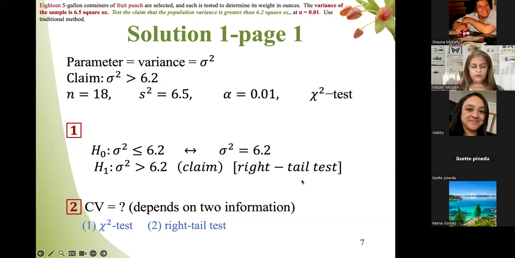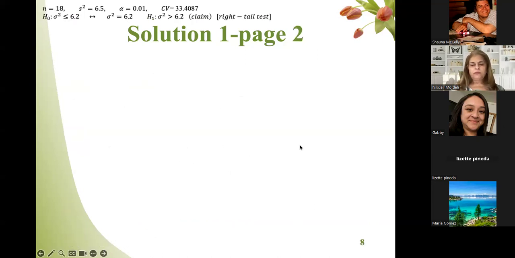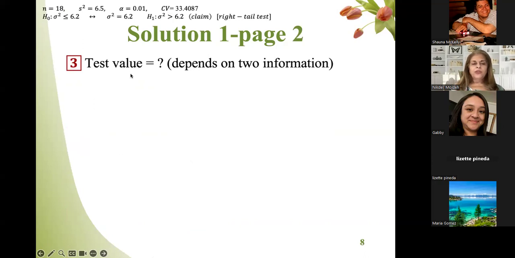Okay, here, 33.4087. Okay, and now third step to find our test value. Test value depends on my parameter in this section, in this example, sigma square, and my statistical test chi-square. The statistical test parameter variance. So I go to the formula sheet and I copy the formula.